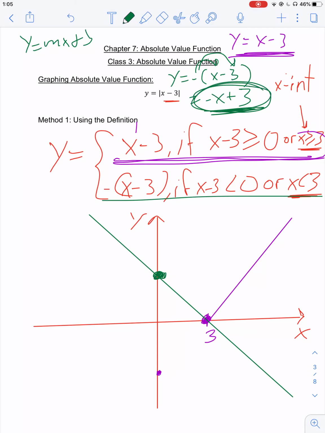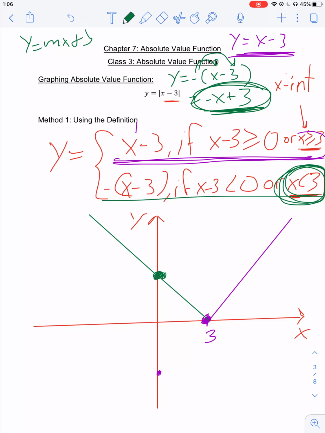But this function has a domain. This function only exists when your x values are less than 3, so only for all the x values less than 3. That means this piece over here needs to disappear. Sorry, so I'm going to remove that piece. And this is what the function looks like.